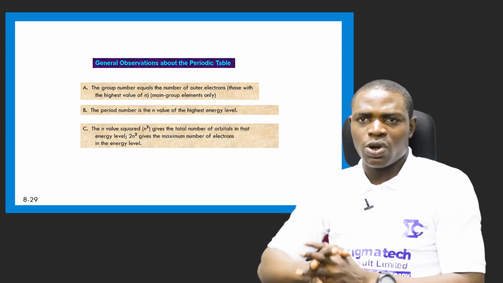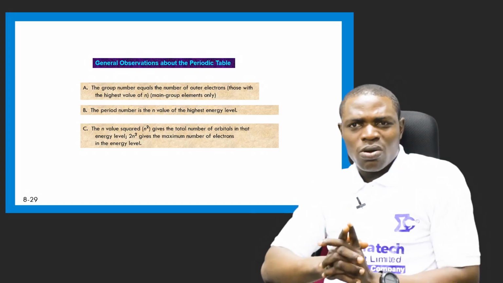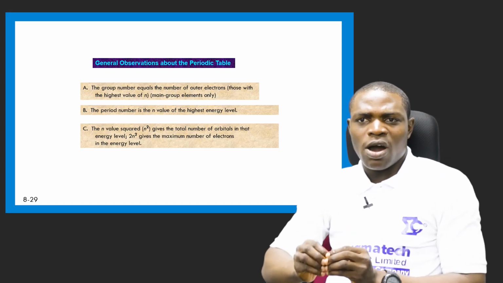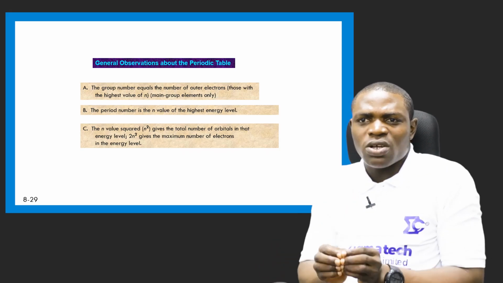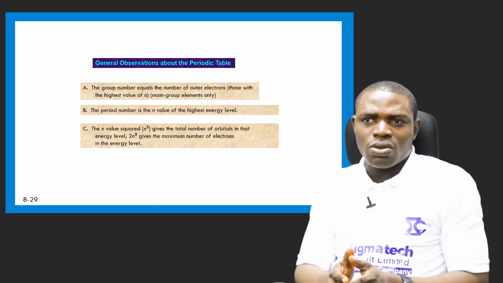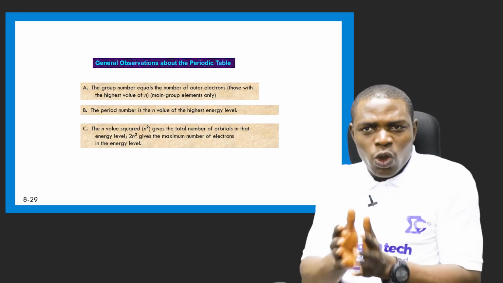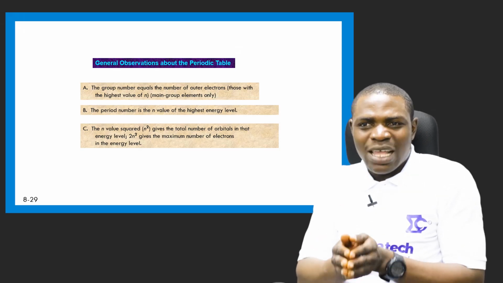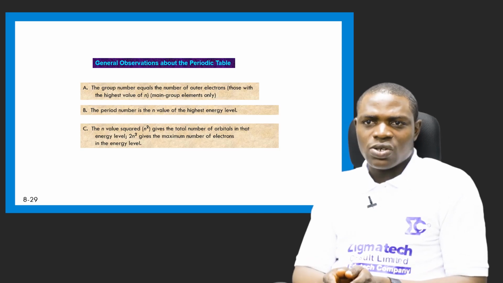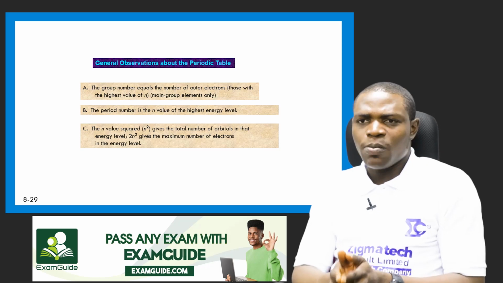General observations about the periodic table. Have you observed these 3 things? Number 1, did you observe that the group number equals the number of outer electrons? That is, the outer electrons, those with the highest value of n, the main group elements only, they form the number of the outer electrons, and this is the basis upon which the elements are arranged in the periodic table.